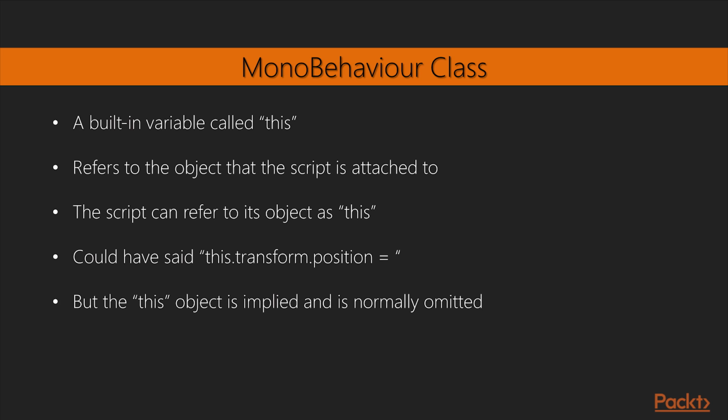On the other hand, if you had a variable for some other object, for example, GameObject that, then you'd need to say that when you set its position, like that.transform.position equals.